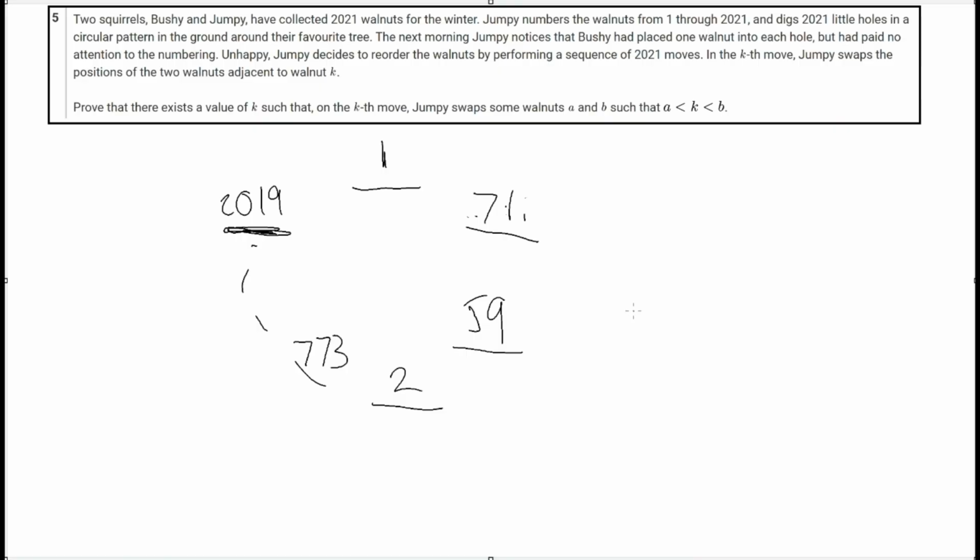And we want to prove that there exists a value of k such that we swap walnuts a and b such that a is less than k is less than b. Now notice that we're doing things about walnut k. So if we have something like 2, 59, 71, then if we end up swapping walnut 59 in this exact configuration, then we are done because 2 is less than 59 is less than 71. So we kind of have this increasing pattern going for us.